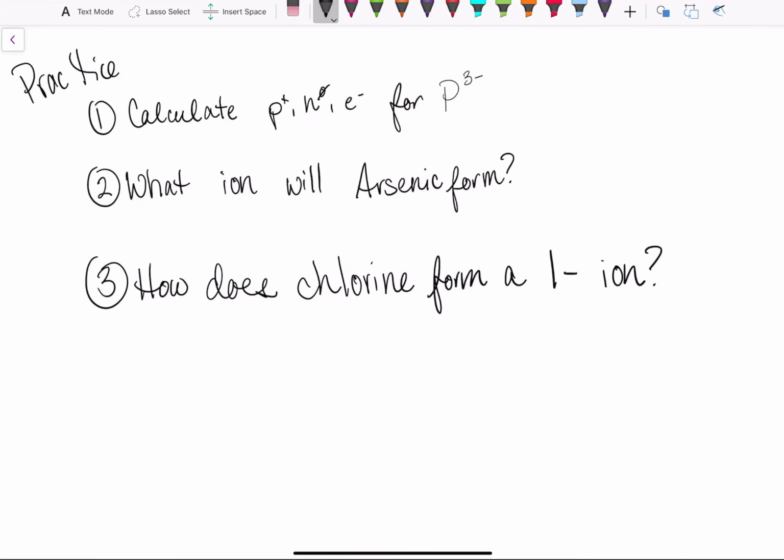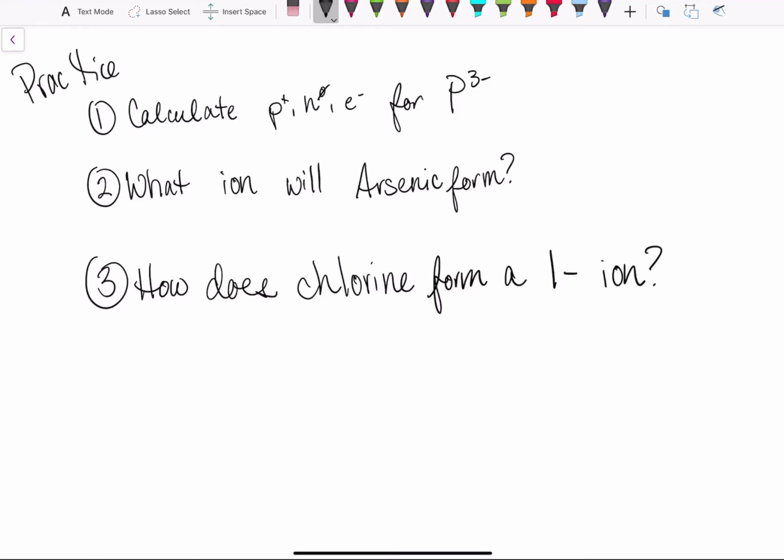Let's do some practice problems together and make sure you're understanding what's happening. So first, you're going to calculate the protons, neutrons, and electrons for phosphorus 3-. Number 2, what ion will arsenic form? So I'm talking about the oxidation number. And number 3, how does chlorine form a 1- ion? Go ahead and pause the video and try these, and then watch for the answers.